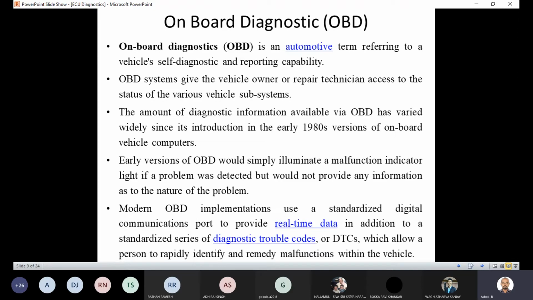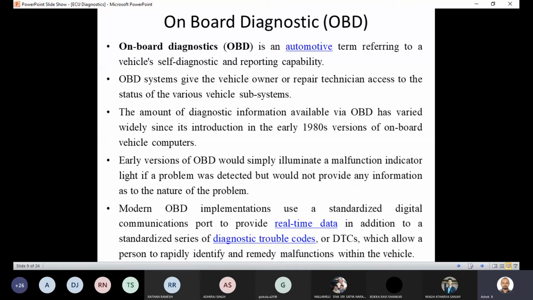The earlier version of OBD would simply illuminate a malfunction indicator light if a problem was detected, but it wouldn't provide any information as to the nature of the problem. It wouldn't say whether the problem is serious or not that serious, or whether the vehicle function or the fuel injection system function will be affected. It wouldn't say such things. But modern OBD implementations use a standardized digital communication port to provide real-time data in addition to a standardized series of diagnostic trouble codes, or DTC.